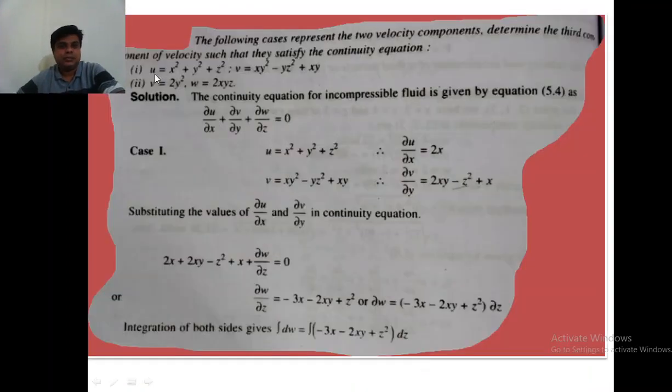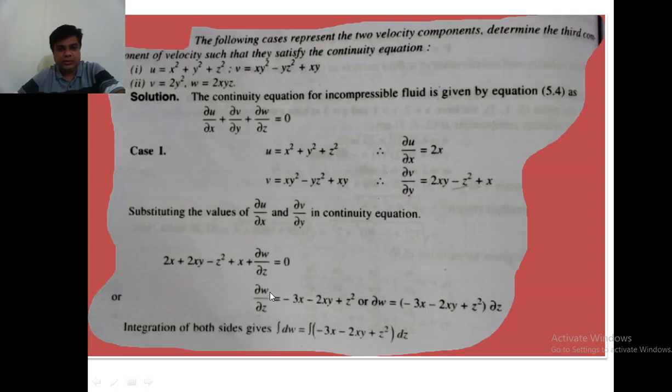Similarly, we have one more problem here. The velocity vector is given, u, v is given, and there are two cases given. So this is the continuity equation in this case. You take the continuity equation, make it 0, and you calculate, you take the u values, which are given here, you calculate del u by del x, and del v by del y. So substituting these values in the continuity equation, we get this equation.